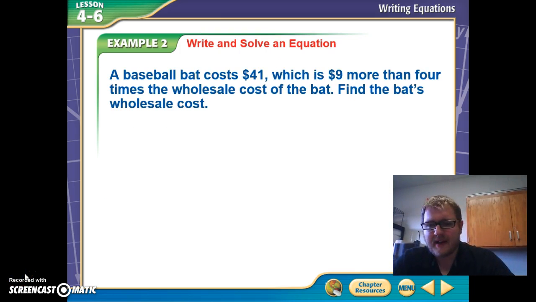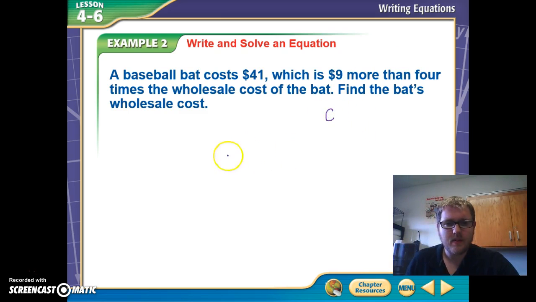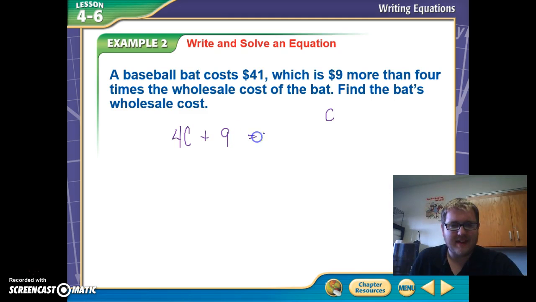So a baseball bat costs $41, which is 9 more than 4 times the wholesale cost of the bat. So we want to find the bat's wholesale cost. Let's just call it C. So it's 9 more than 4 times the cost. So we have 4 times the cost plus 9 more. And now we want to make sure that that equals 41.